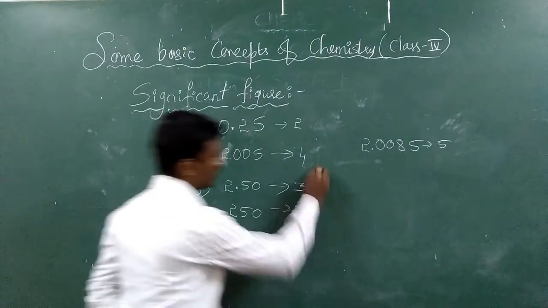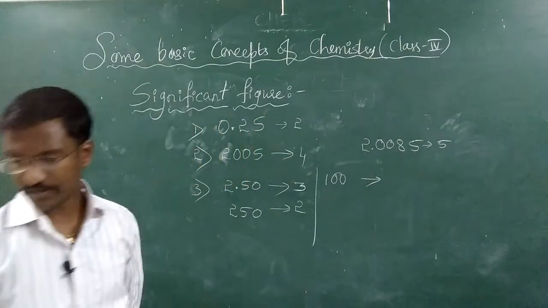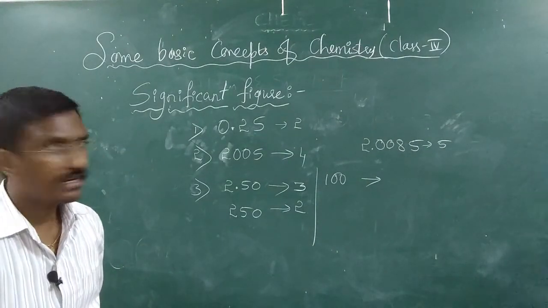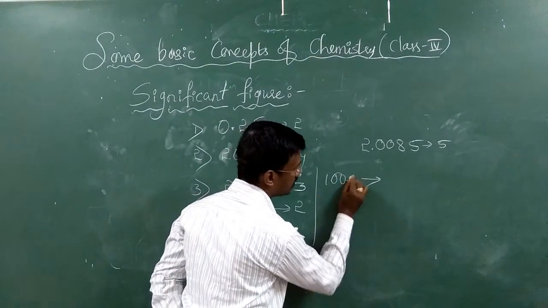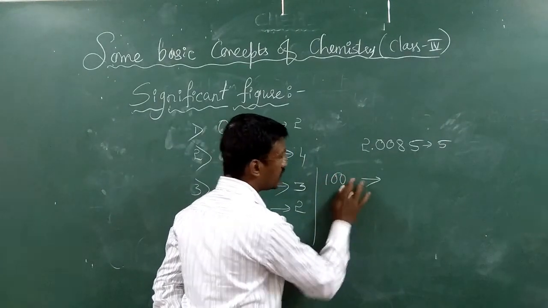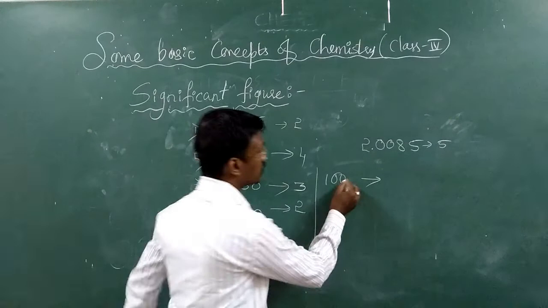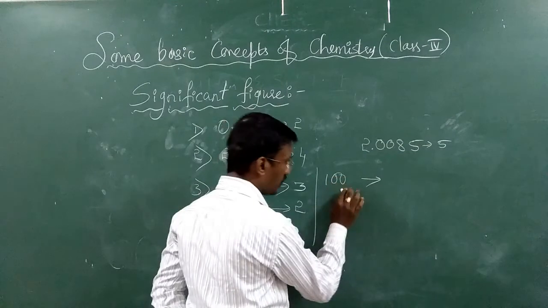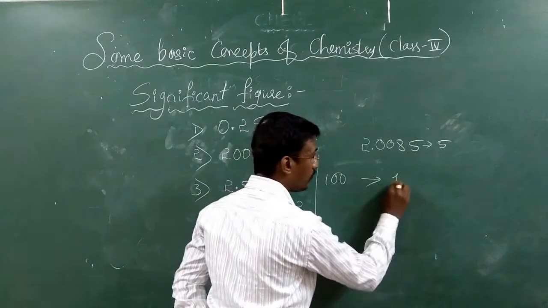One more example. 100. The significant figure of 100, can you see how much it is? If it is 100, the significant figure is only 1 because the decimal point is not there. The zeros are present at the end, but if the decimal point is not written, we do not consider them. If we write the decimal point, then we have to consider them.